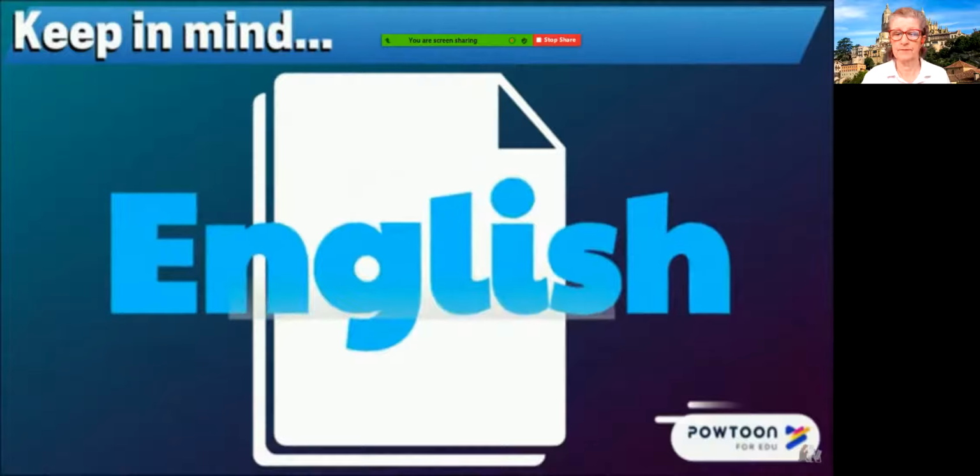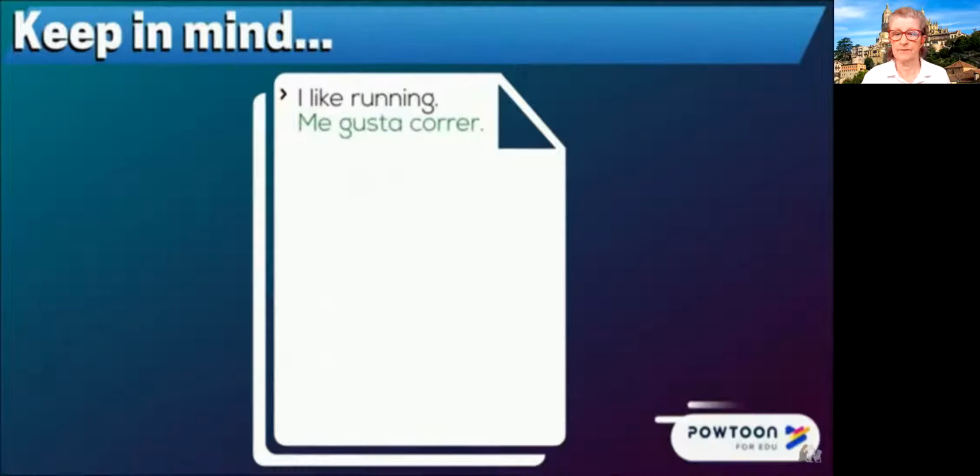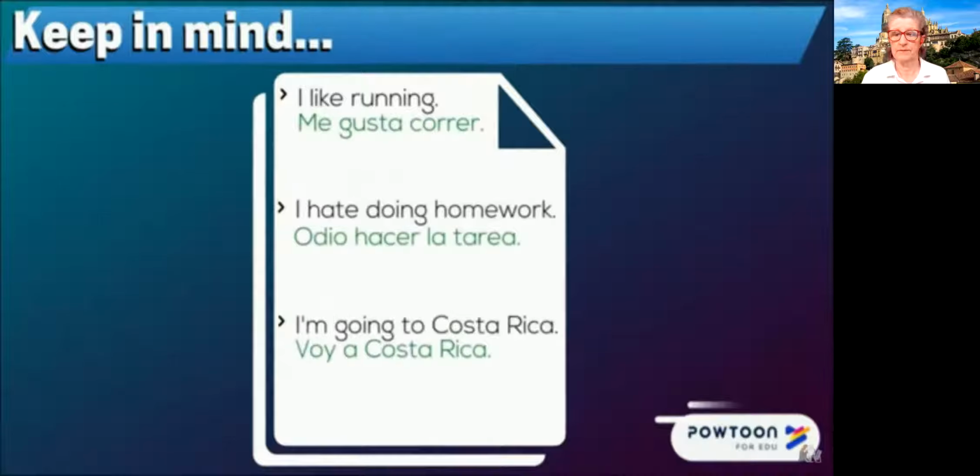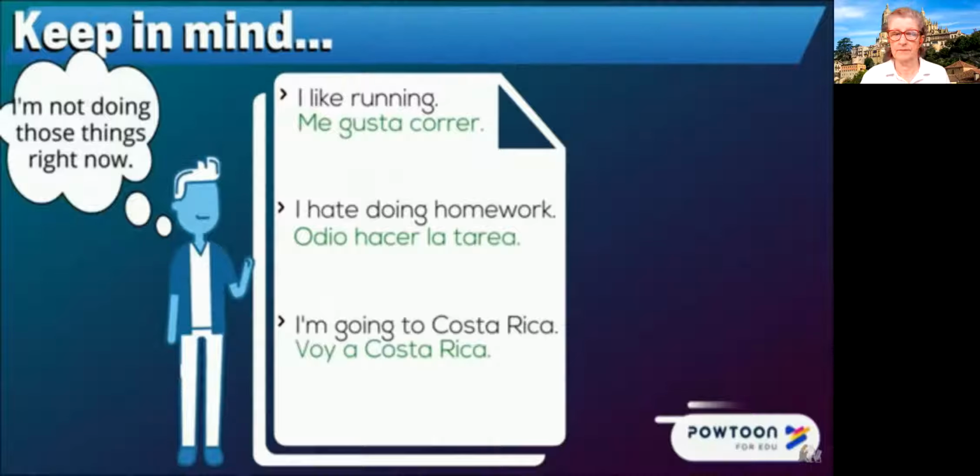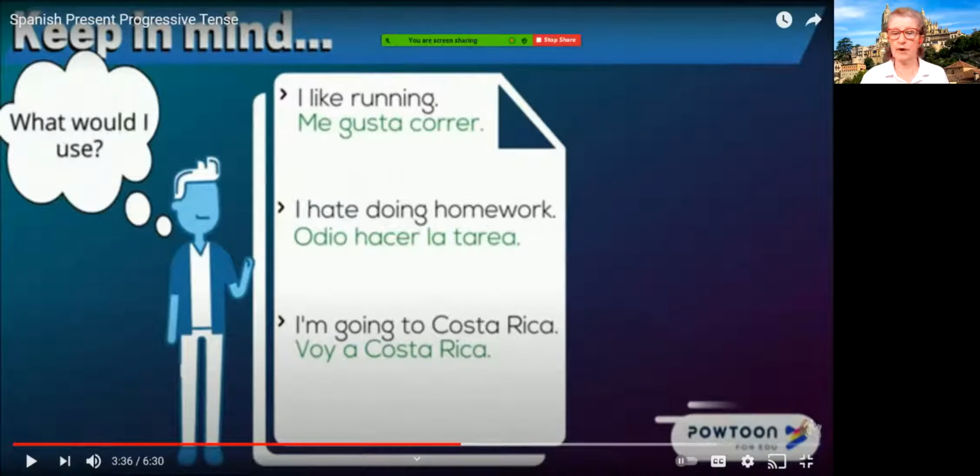In English, it's perfectly fine to say, I like running, I hate doing homework, I'm going to Costa Rica. In Spanish, since the speaker is not actually doing those things as they're speaking, they wouldn't use the present progressive tense. So none of these are present progressive that you see in these examples. I like running. And when we use running as a noun, I like the sport of running. That ing will not happen as an ando or a yendo. That ing is really functioning as a noun. I like running, the action of running.